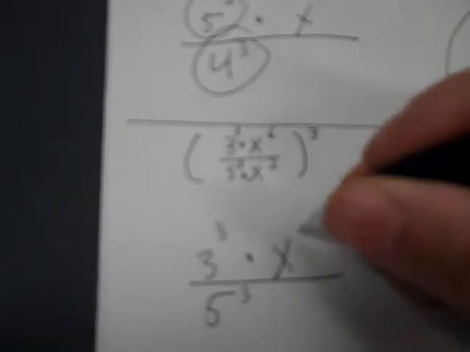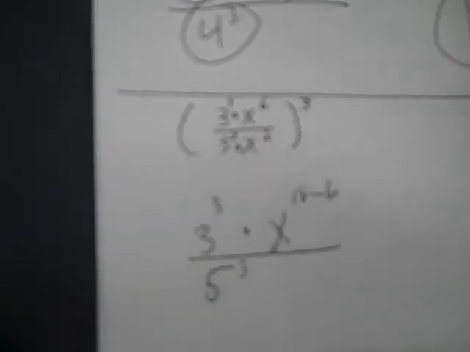Okay, now let's do the x's. First, look at your x. 6 times 3, that's 18. You times those. Minus, because now the x is under the x, so it means it's being divided. There's a 2 there, so I take 2 times 3, and that's 6. Okay, 18 minus 6 is 12.